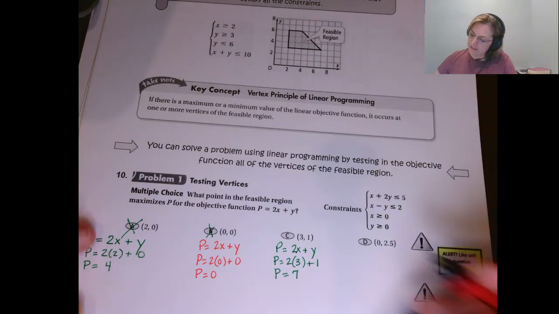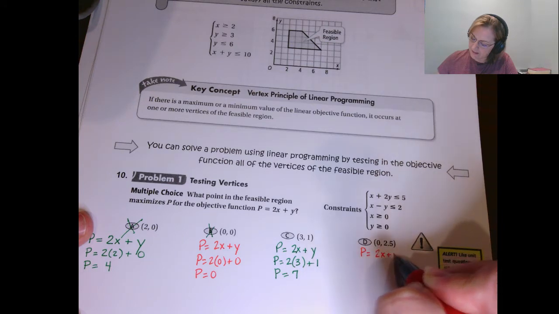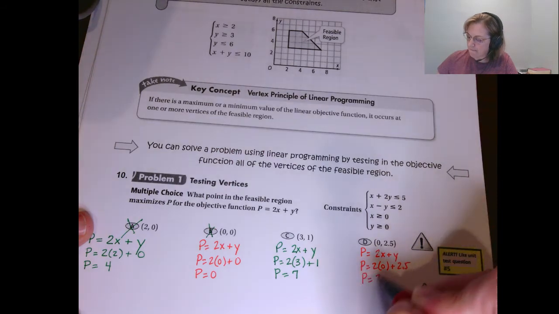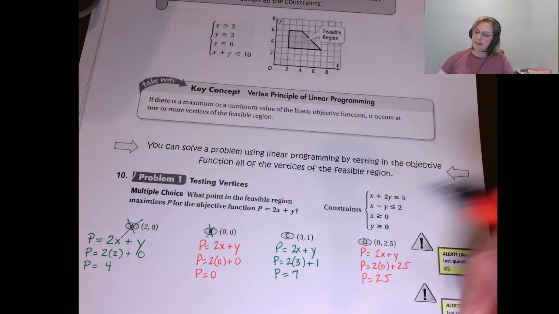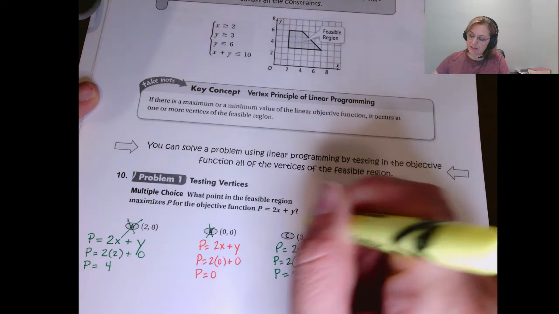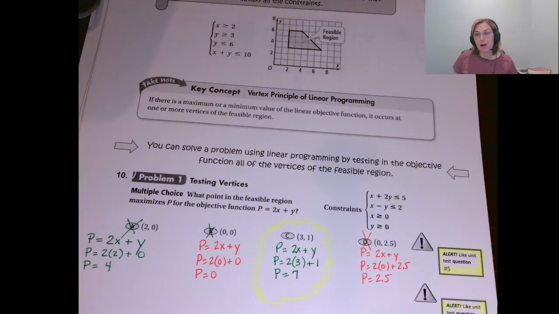And then the last one, let's do our 0, 2.5. So we're going to put in 0 for x and 2.5 for y. And that's not the largest. So that lets me know that C here is the largest, and produces the largest objective function value.